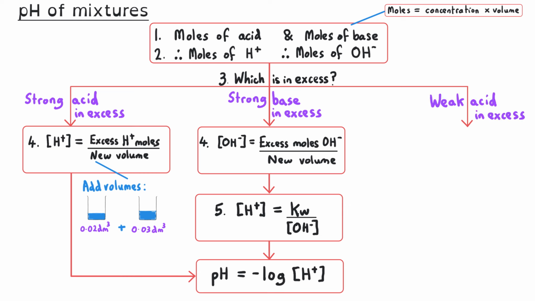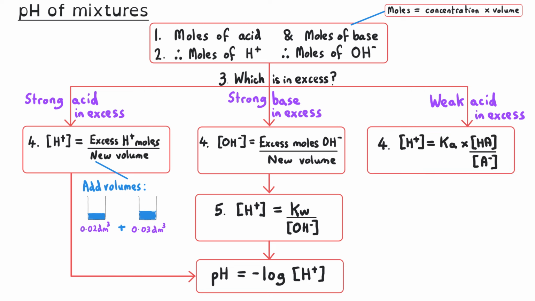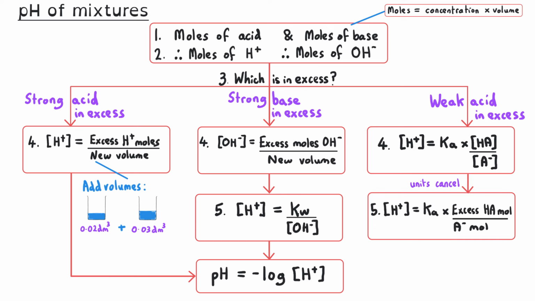Perhaps the most difficult pathway is when we have a weak acid that is present in excess. Obviously, with it being a weak acid, we need to use the Ka expression to find the hydrogen ion concentration. And so the hydrogen ion concentration is equal to the Ka multiplied by the undissociated acid concentration divided by the conjugate base concentration. And in this case, the units are going to cancel out for this term on the right-hand side because we're taking one concentration and dividing it by another. And this means it's okay to use moles. So I've rewritten the expression with H plus concentration is equal to Ka multiplied by the excess HA moles divided by the A minus moles.